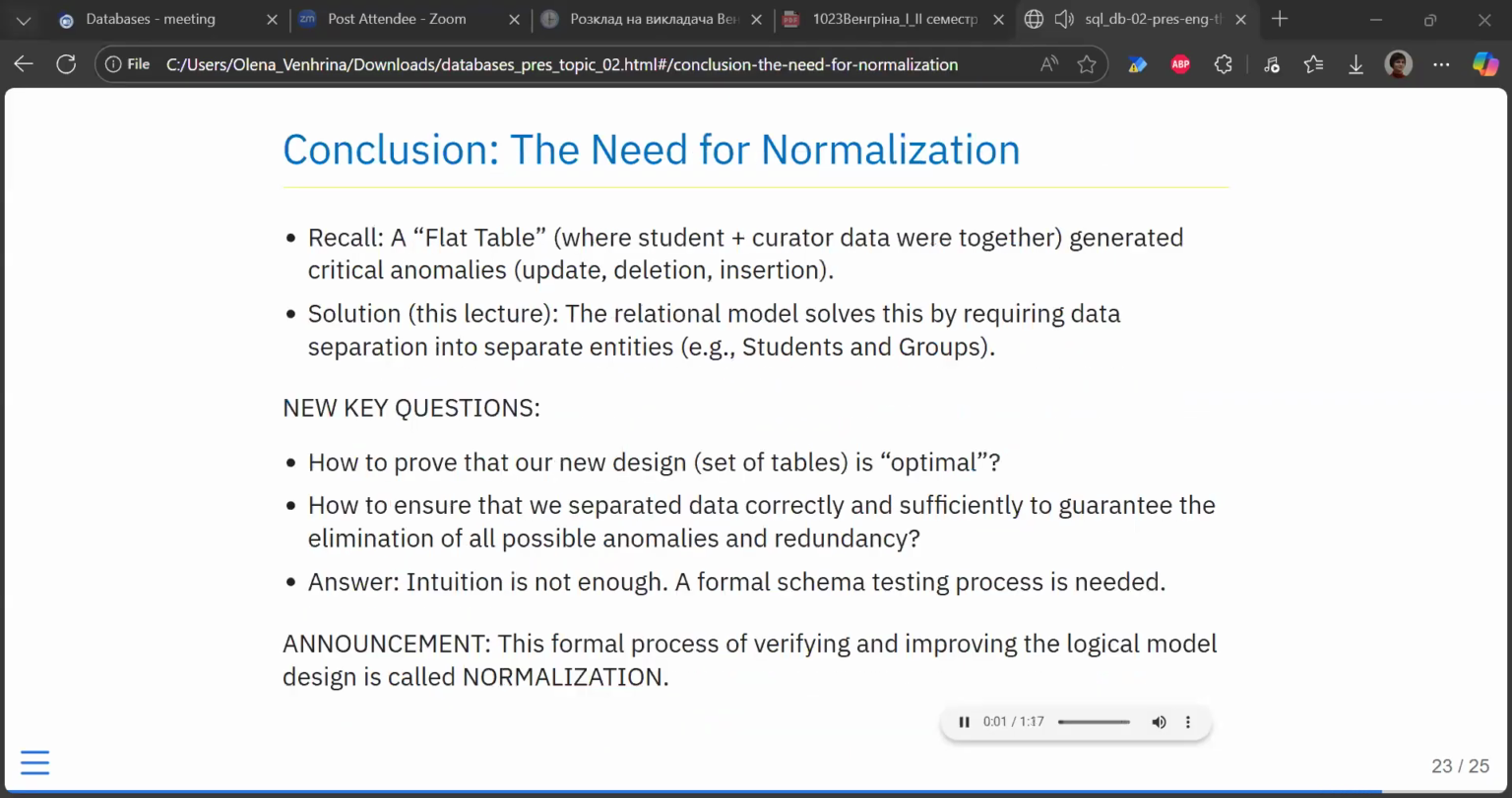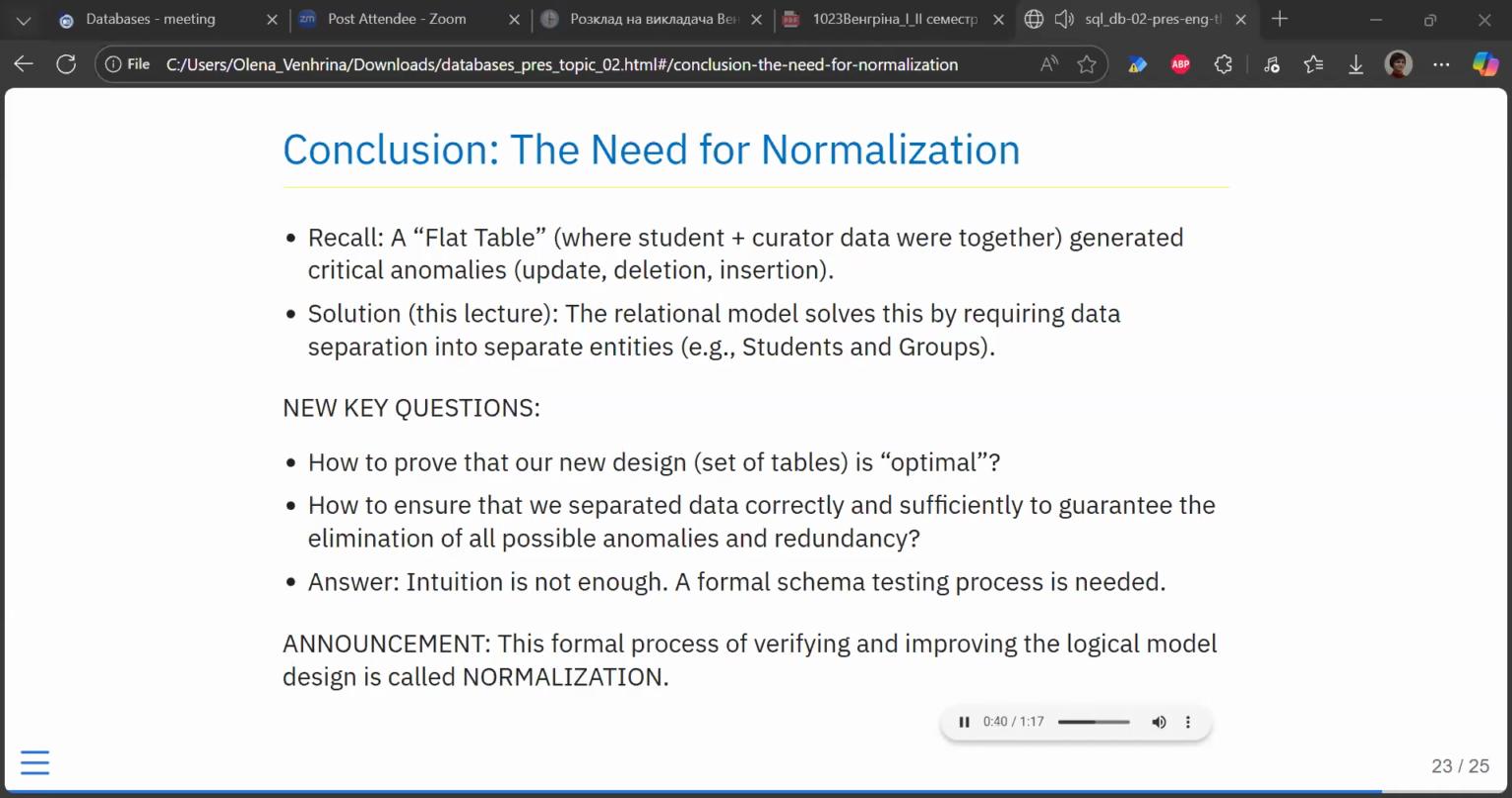And so we have reached the finale of our lecture. We analyzed the advantages and disadvantages of the relational model. Now let's return to the problem with which we, in fact, started. Remember, in Lecture 1, I showed an example of a flat table, where data about students and their curators were stored together? We proved that such a data structure is inefficient because it generated three types of critical anomalies: update, deletion, and insertion. Throughout today's lecture, we found out that the relational model solves this problem fundamentally. Its transformation rules simply force us to split this data into two separate entities, students and groups.